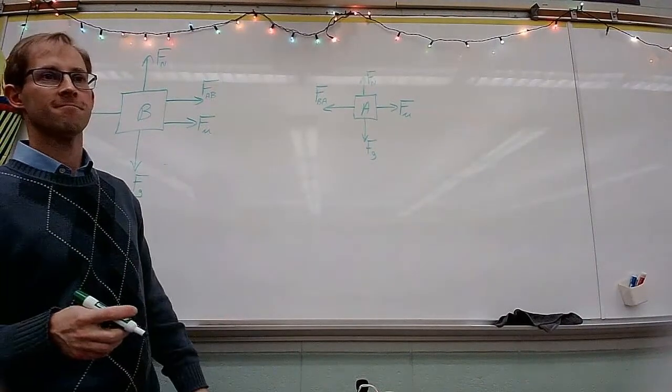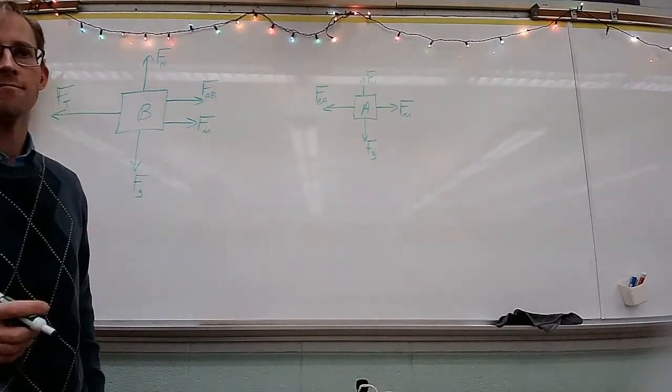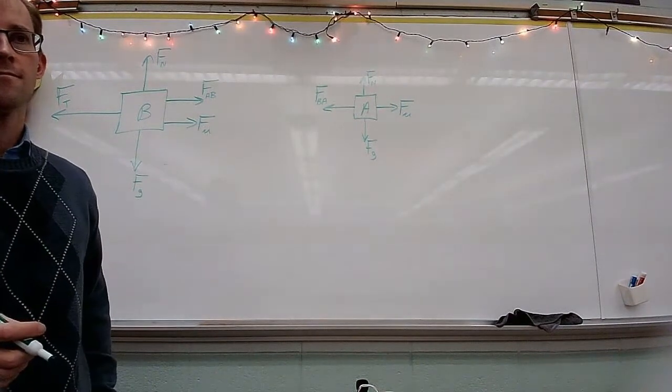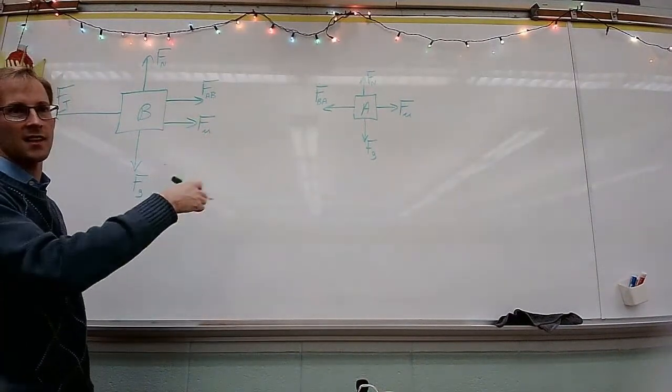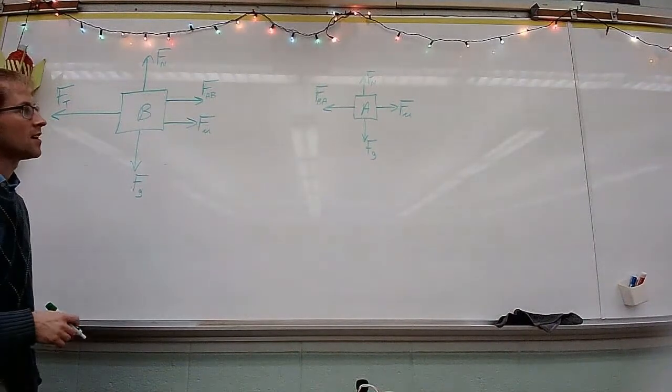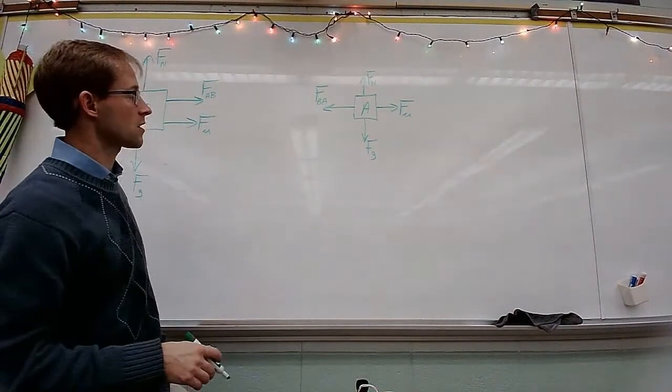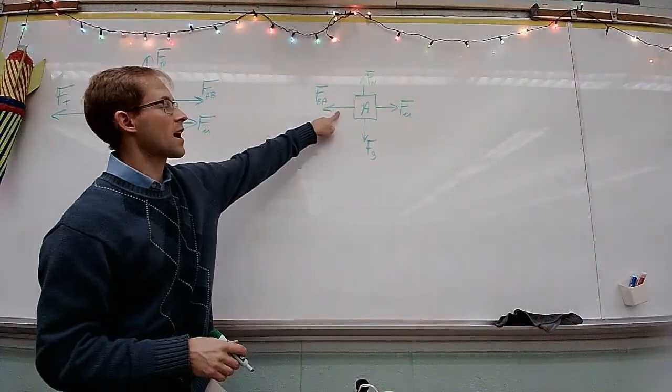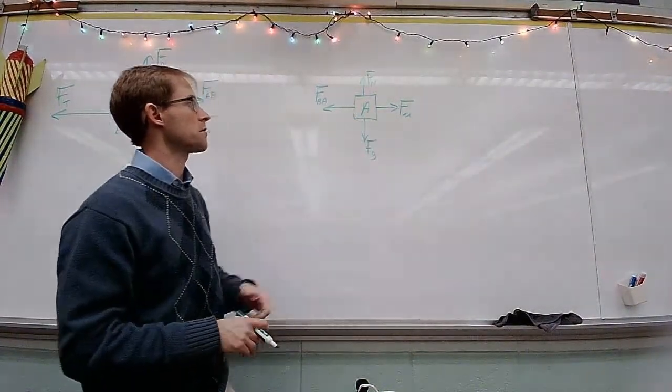Yes? On the test, are you going to want us to make the arrows bigger and smaller? Now, if I do something like this on the test, I just want to have the right arrows in the right directions. But yeah, same thing for block A. If it was accelerating, the force of B on A should be bigger than the force of friction.